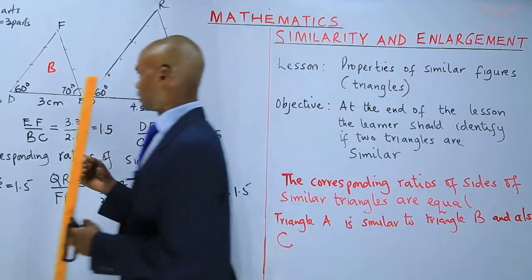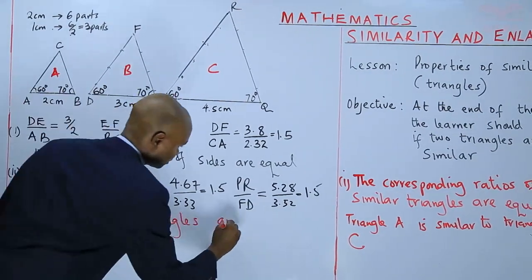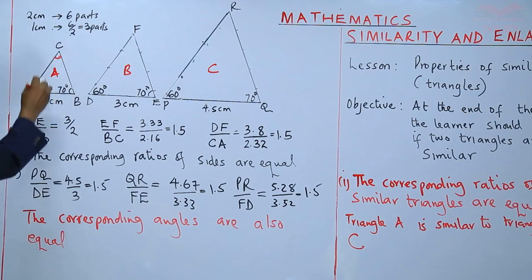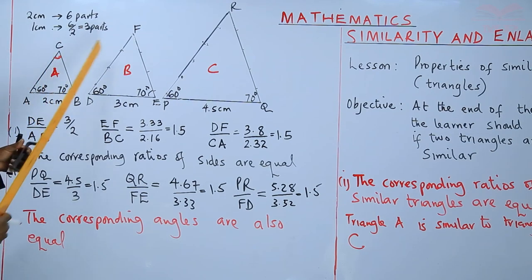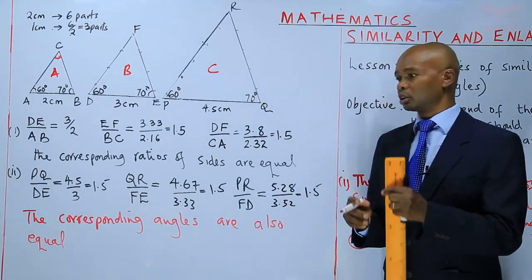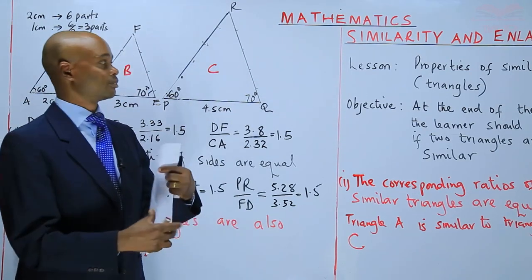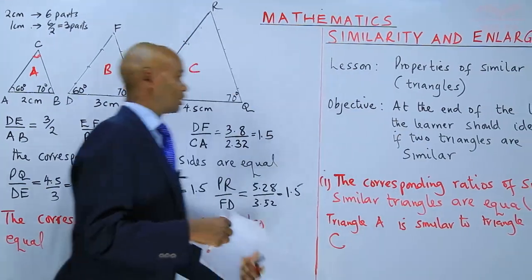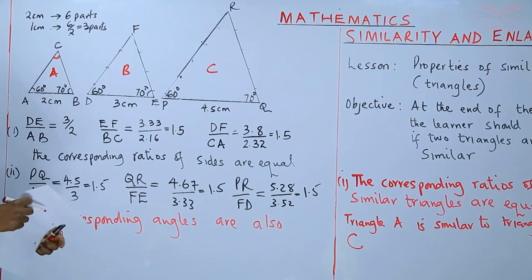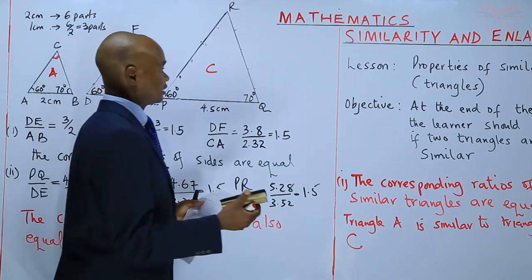What have we also seen? The corresponding angles are also equal. We didn't work that out, but it would have worked out to 50 degrees, 50 degrees, 50 degrees. Those are the true proofs to show that two triangles are similar. So for a recap, what have we gone through? We've elaborated our objective by putting down three triangles, which we realized had corresponding angles equal and the ratios of their sides also equal.